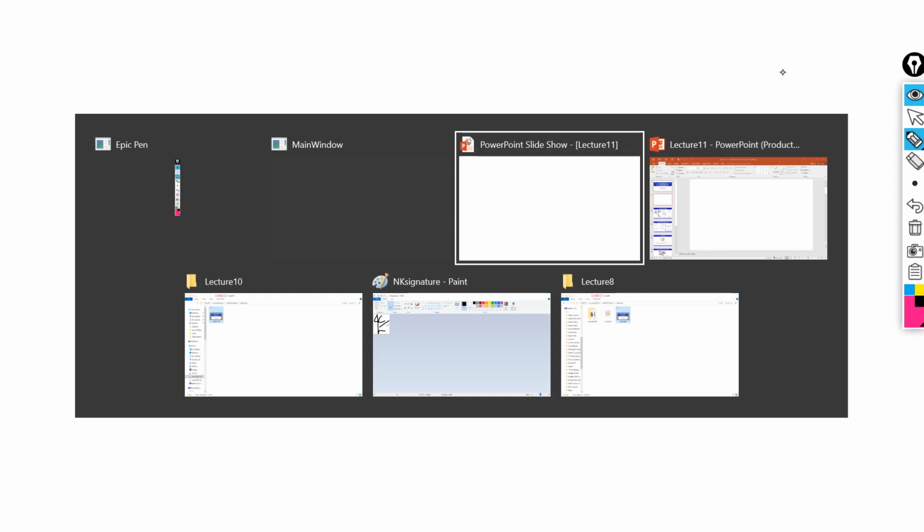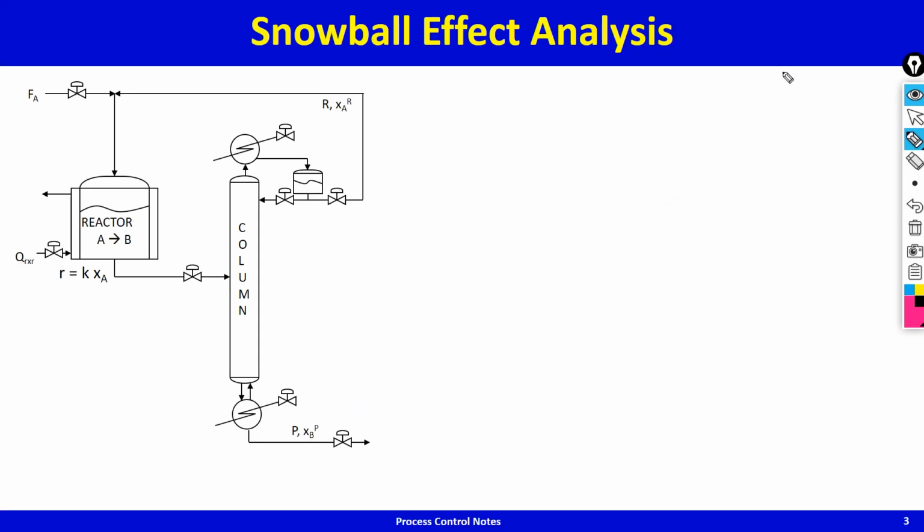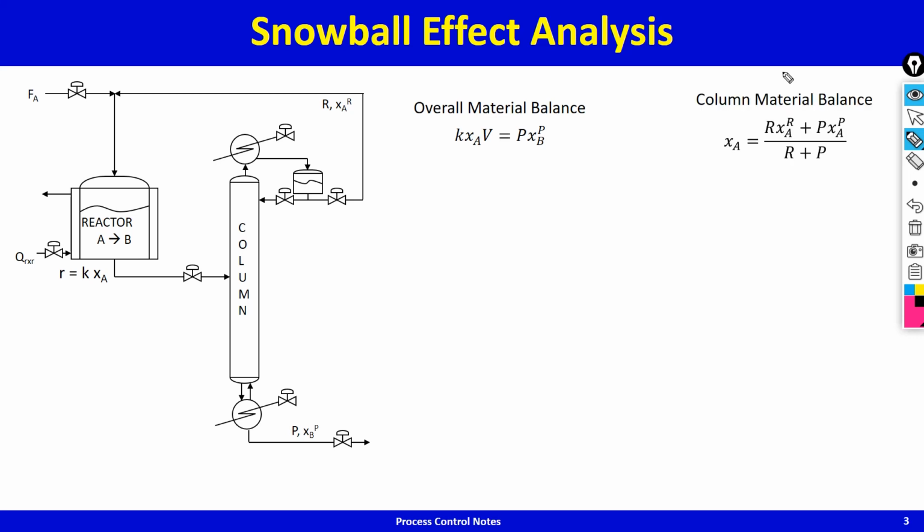So what we did was we took this process, we had the overall material balance, we also had the column material balance which gave us the reactor mole fraction in terms of R, P and XAR and XAP, and from this, combining both the top equations, we were able to get recycle rate in terms of P, kV and mole fractions.